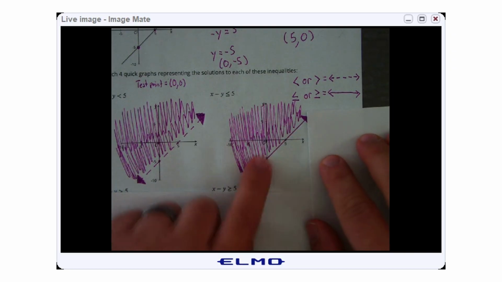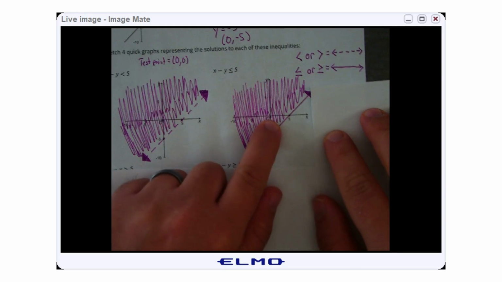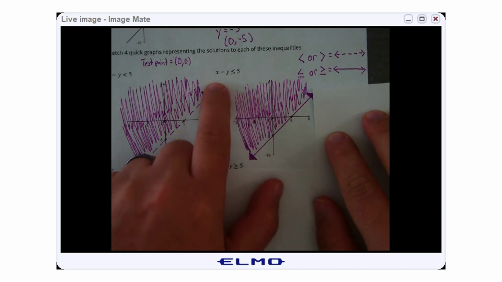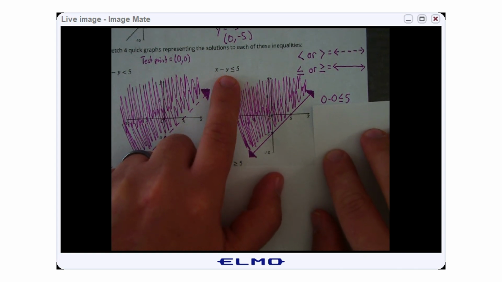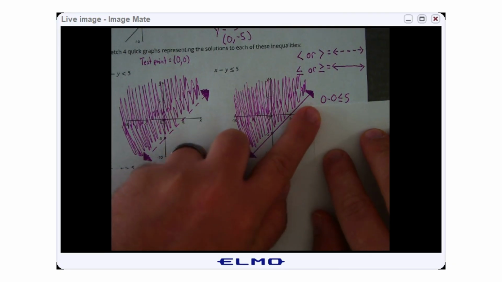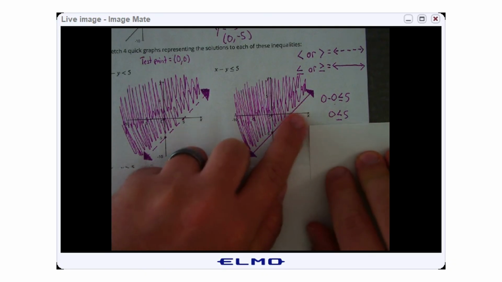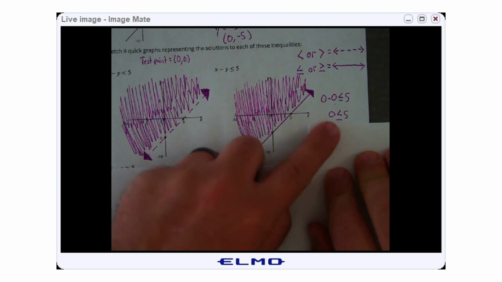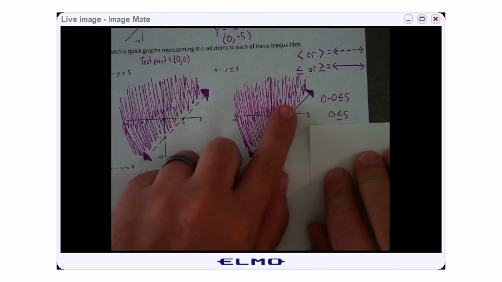So I know you can tell that my shading is above the line right now. Again, what I did is I used 0, 0 as my test point. I put it into this inequality. I put 0 in for x and 0 in for y. What that got me is 0 minus 0 is less than or equal to 5. Breaking that down further, 0 minus 0 is 0. So I would have the inequality 0 is less than or equal to 5. That is a true statement. So because that's true, 0, 0, the point right here, is above my line. So I had to shade above my line because it made a true inequality.